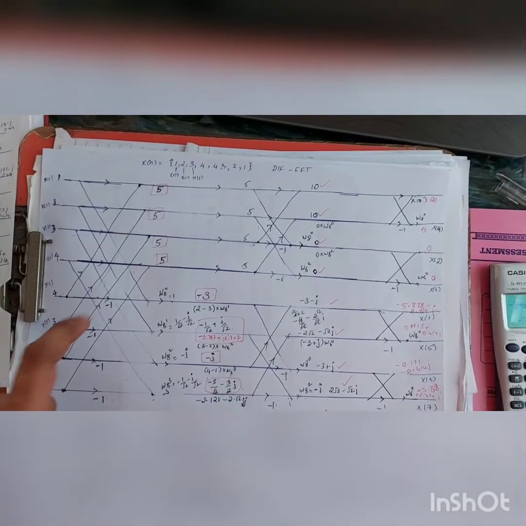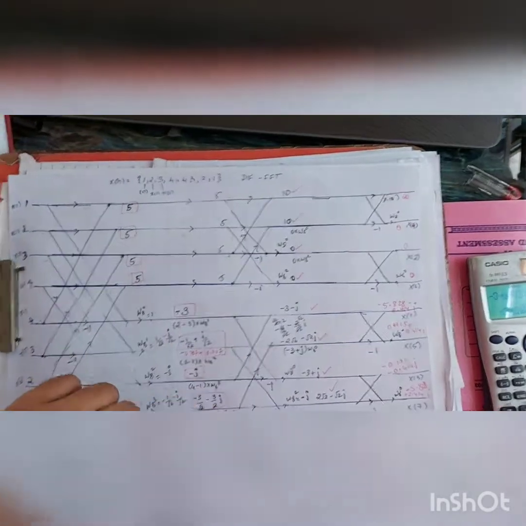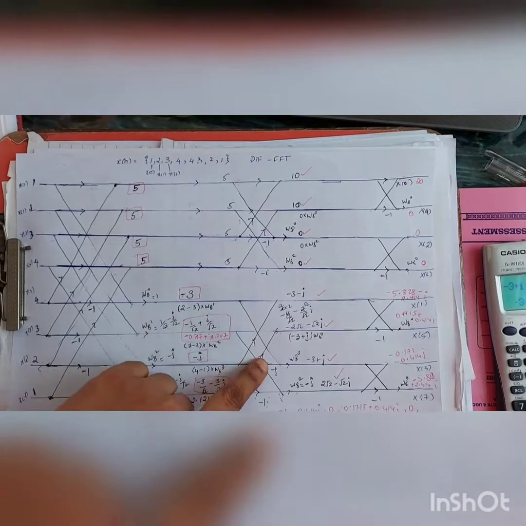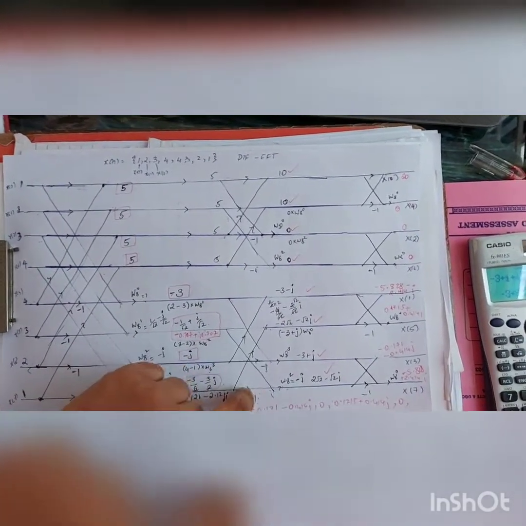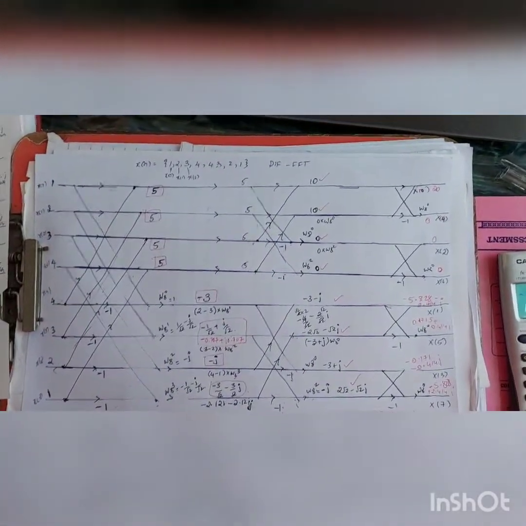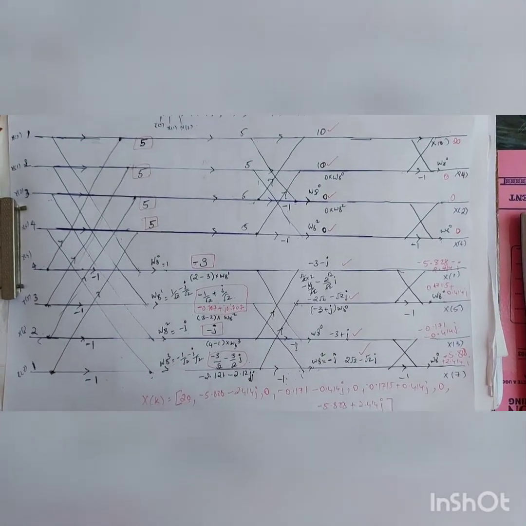Things that you need to remember: how to draw the structure, how to give the input, how to do the calculations. Okay, properly do the addition and multiplication, and whenever there is minus 1 at this bottom portion of the butterfly, be a little careful. Alright, I hope you have understood. So that is the reason I took the same problem to show you.